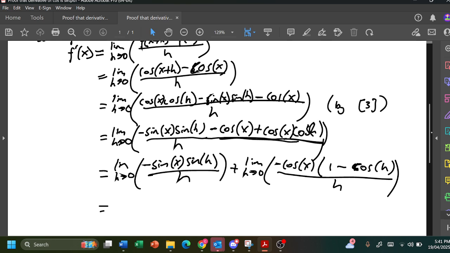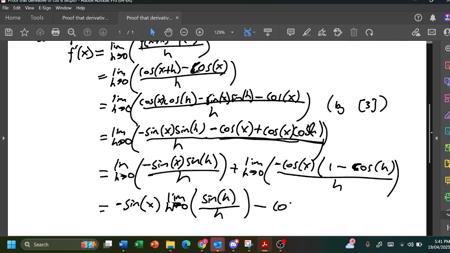Okay, and now neatening up these limits again, we can see in that first limit we've got this sine x term which is not dependent on h, so we can take that outside of the limit. So this is equal to negative sine x times the limit as h goes to 0 of sine of h over h, and in that second one we can take out cosine of x because it's not dependent on h. That leaves us with the limit as h goes to 0 of 1 minus cosine of h over h.